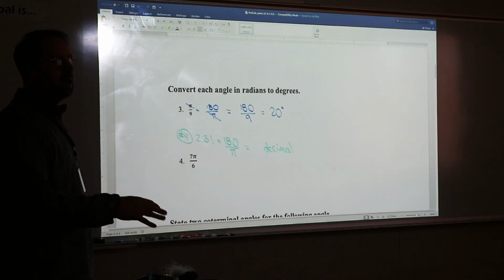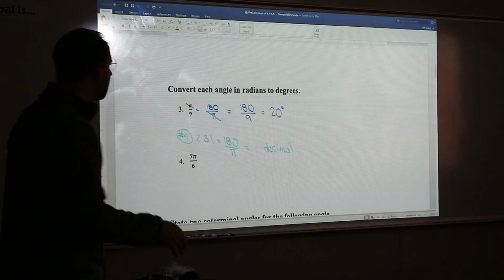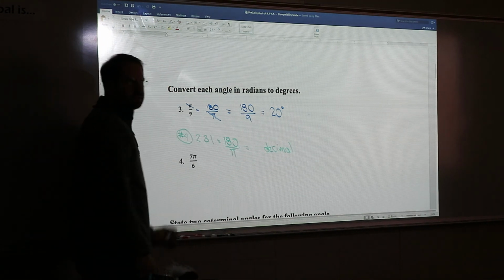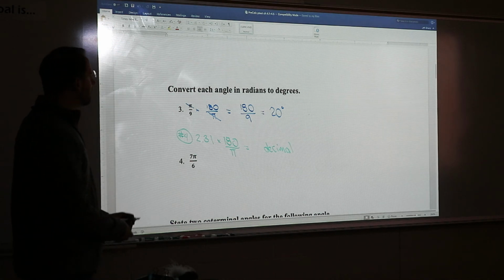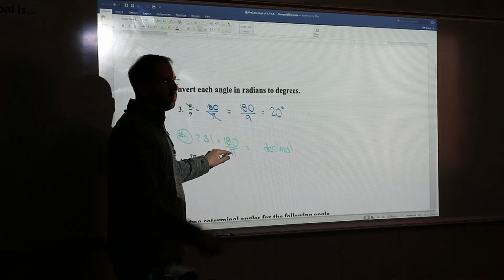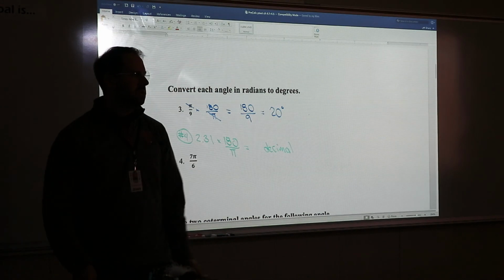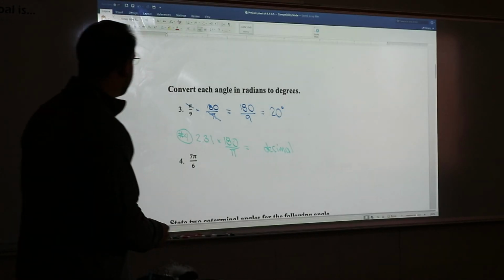If it's a nice clean number or a nice fraction, you can leave it. But if it starts with a decimal and you're converting it, it's going to be a decimal in the end. It's just going to be ugly. So just take it times 180, divide by 3.14, go 3 or 4 decimal places, then hit enter, and that's your number. I'll probably have both on my work.